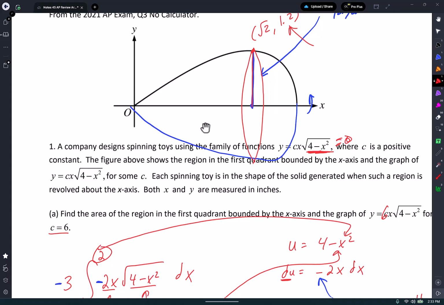So how is it 1.2 inches? Like, how is that the y value? Because this is my radius, but this is also the y value from here to here. That's how you measure y value, right? It's the distance from the y axis. So that has to be 1.2.